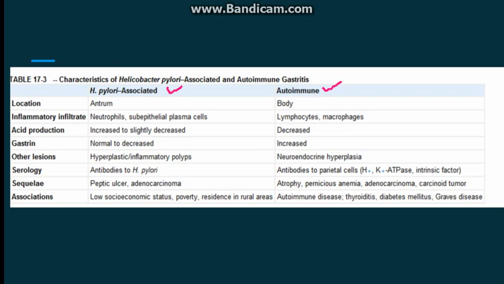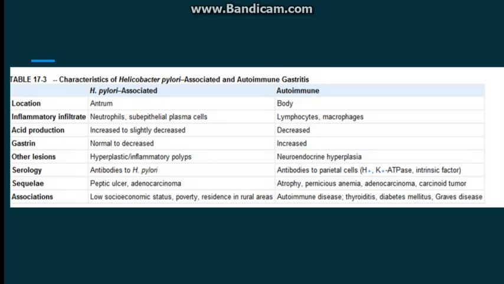Just going through, the antrum is the location for H. pylori, whereas the body is most commonly involved in autoimmune gastritis. Inflammation associated is neutrophils and plasma cells, whereas in autoimmune there are lymphocytes and macrophages most commonly present. And the acid production is increased here, there it is decreased. Gastrin is normal to decreased here, it is increased in the autoimmune. But we will understand each one, the difference in detail, when I discuss autoimmune gastritis.